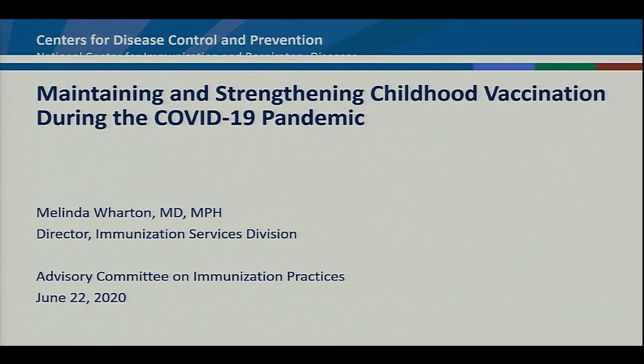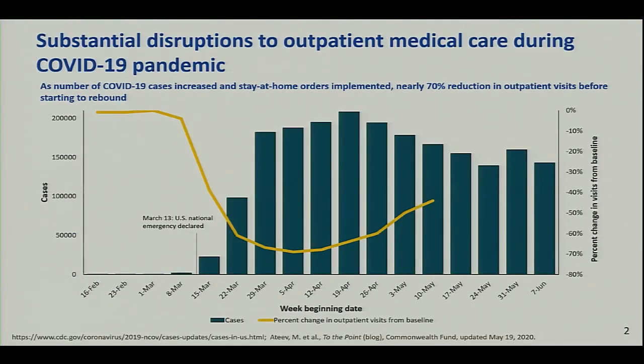I'll be providing an update on our work on routine childhood vaccination during the COVID-19 pandemic, as well as the planning we're doing for the upcoming influenza season. Next slide. In mid-March, there was a precipitous drop in ambulatory care visits, as shown in the yellow line on this graph, as stay-at-home orders were issued around the United States. There was some recovery that we see in early May, although the number of visits remained well below baseline.